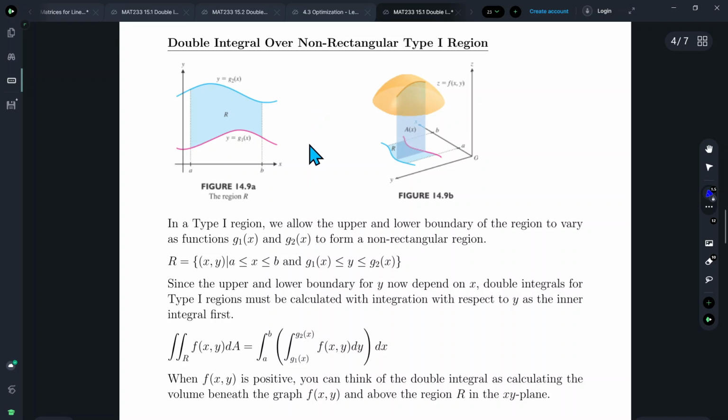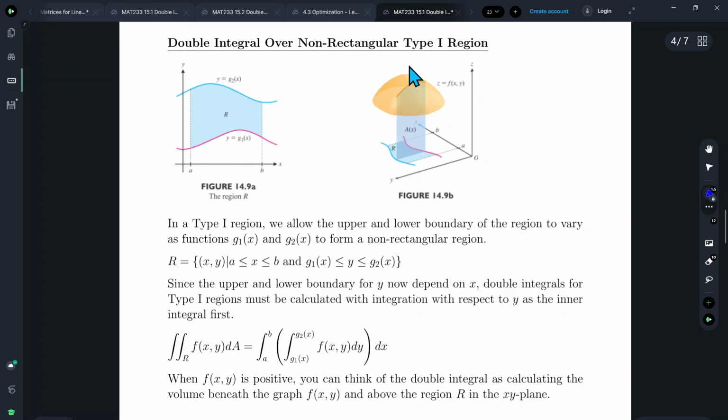Okay, because the region of integration for a double integral is in the xy plane, we can take the region to be more general than just a rectangle. So in this diagram here, we have a region where the top and bottom boundary of the region is now curved.